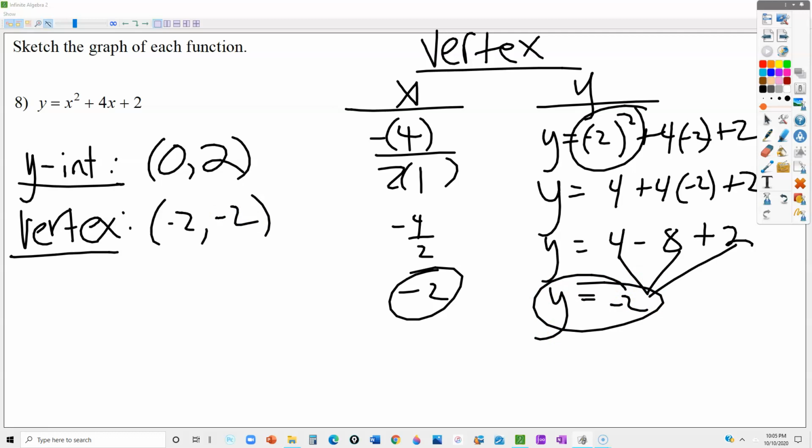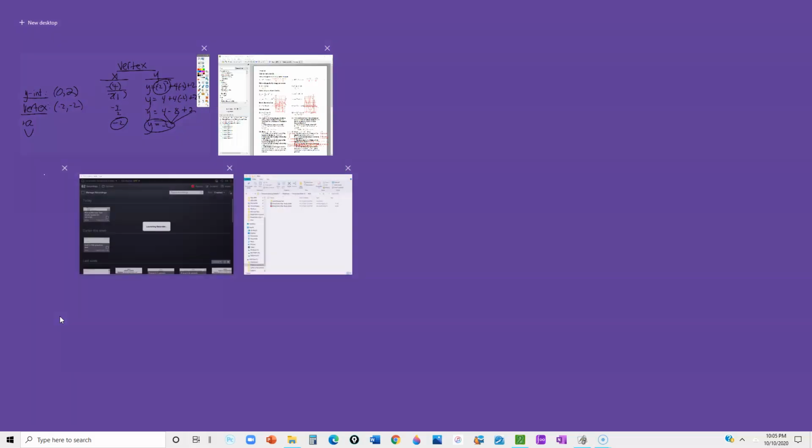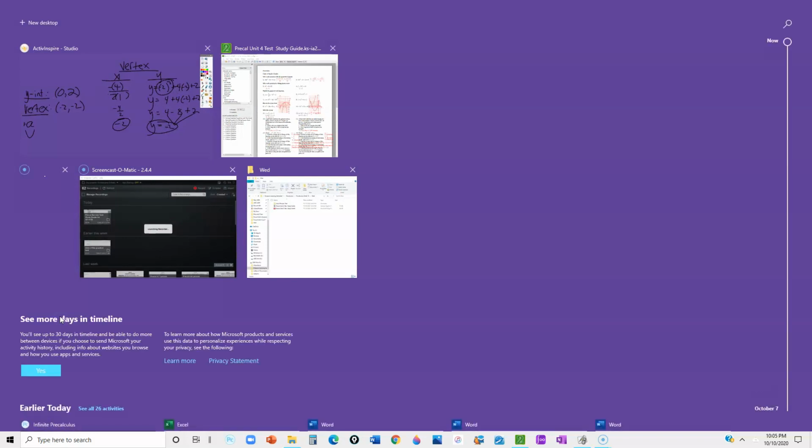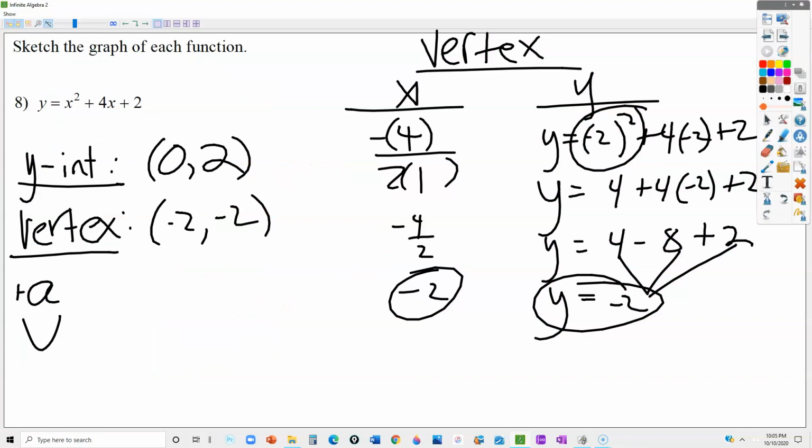So I've got 2 points. The last thing that we're going to do is find our a value, whether it's positive or negative. If you have a positive a, remember it's a happy face. If you have, oops, my screen went crazy. If you have a negative a value, it's a sad face. Okay? And in this case, we have a positive 1 for an a, so we have a happy face parabola.